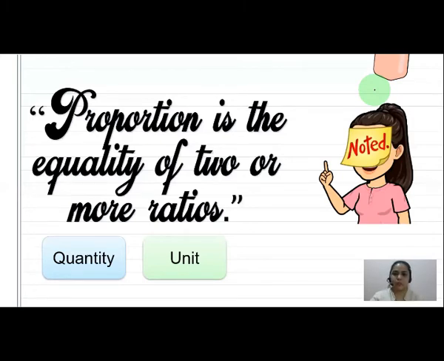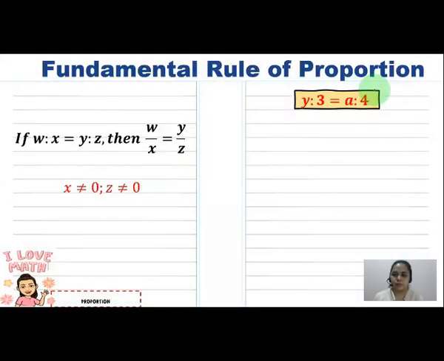Okay, so after knowing the meaning of proportion, we can now move on to the fundamental rule of proportion. So, it says here that if W is to X equals Y is to Z, then W over X is equal to Y over Z, provided that X and Z is not equal to 0. So, for our example, we have here Y is to 3 equals A is to 4. So, sinasabi lang sa ating fundamental rule of proportion is that if we change the form into fraction, hindi mababago ang ating proportion. We still have the same proportion.